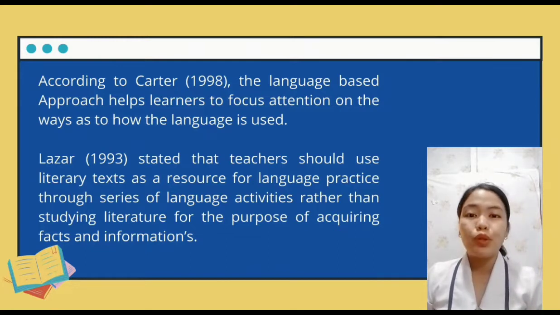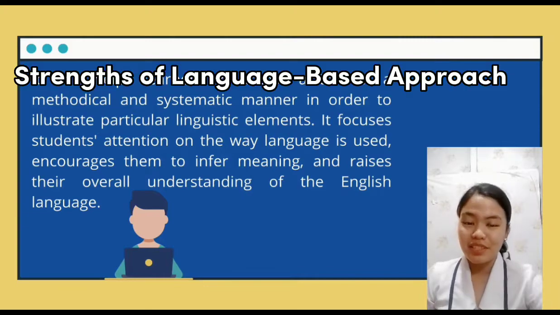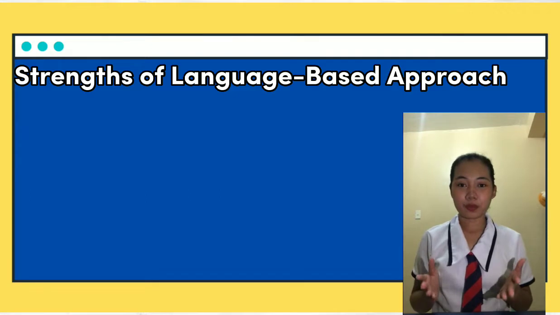It also helps learners assess a text in a methodical and systematic manner in order to illustrate particular linguistic elements. It focuses students' attention on the way language is used, encourages them to infer meaning, and raises their overall understanding of the English language. Now, what are the strengths of the language-based approach?